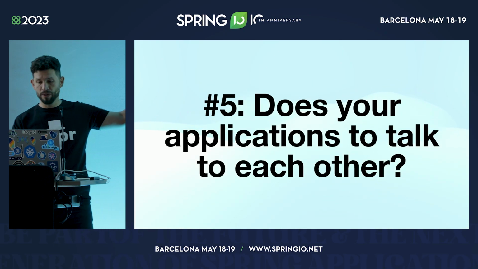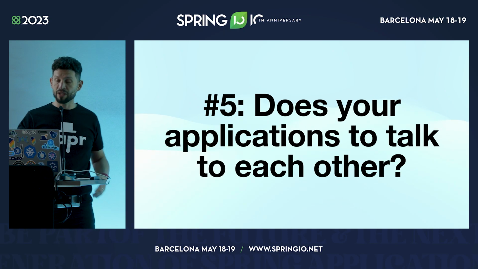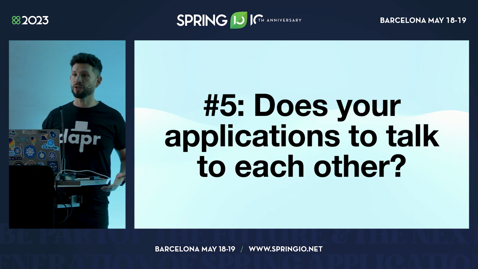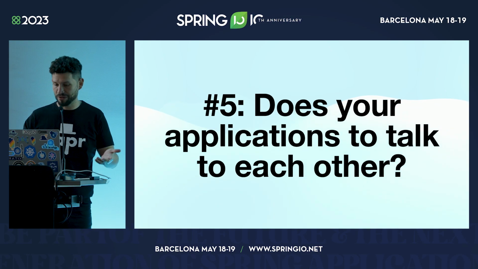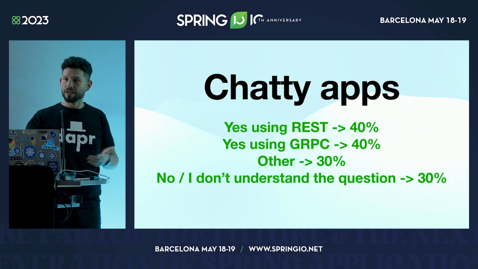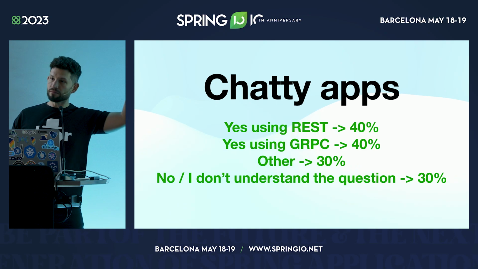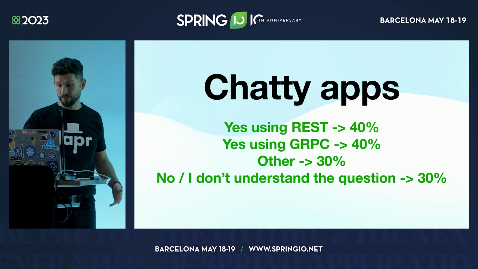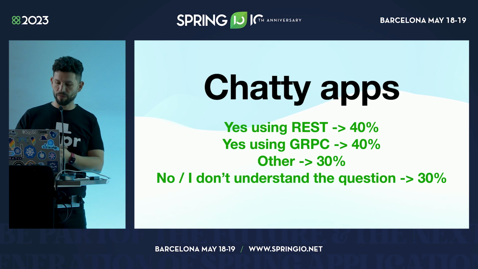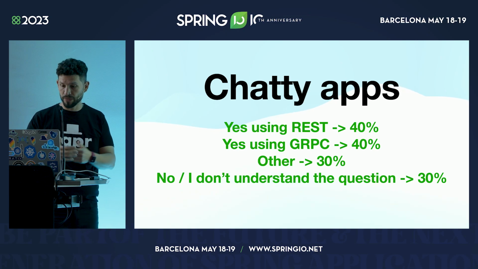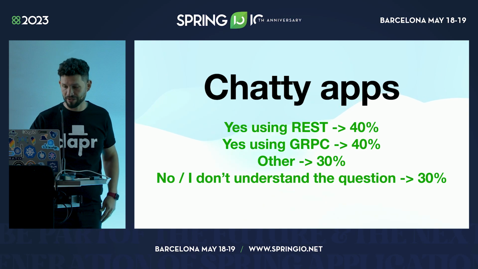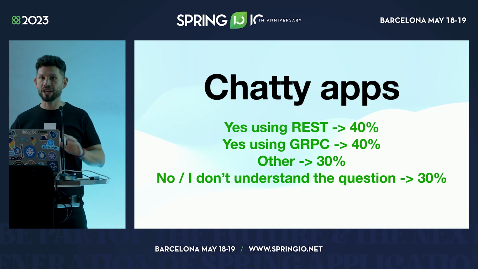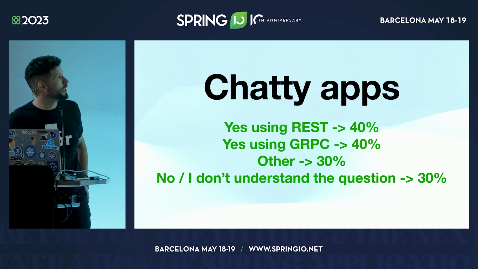Last question, I promise. If you have multiple applications, do they talk to each other, or are they all completely isolated? Are you using REST? I would say most of the time it is REST. If you are more on the high performance side of things, gRPC is another option. If you are using another protocol, that's fine as well. If you don't understand the question again, I'm not entirely sure what kind of applications you are building.